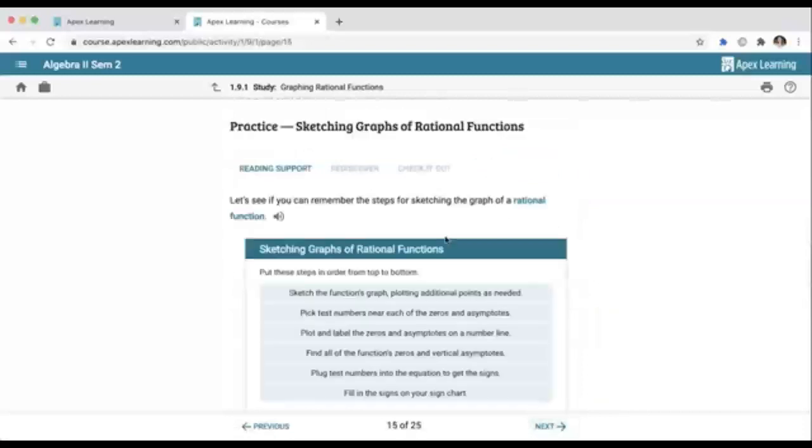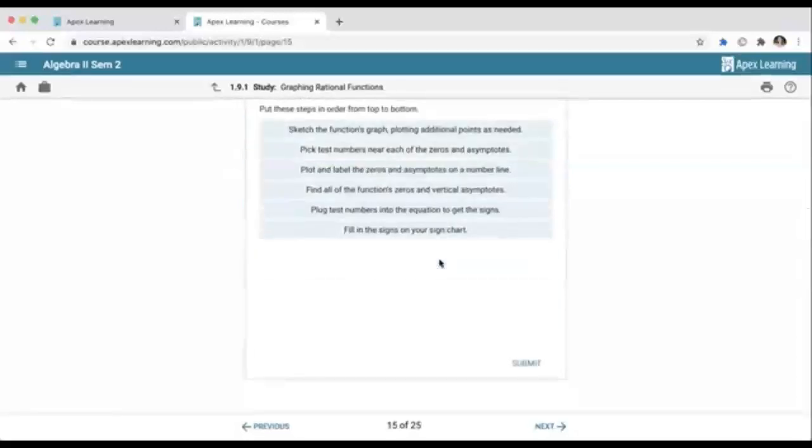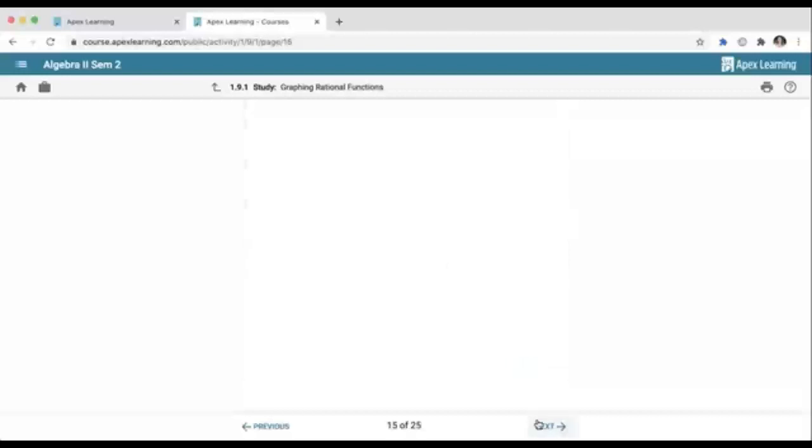So then, sketching the rational functions here, I'll let you do this one to test that you know what's going on. But in general, find the major points: find the asymptote, find the zero. Then we can pick test numbers between the major points, solve for what they are, and figure out if they're going to be positive or negative. And then we can sketch our graph as needed.